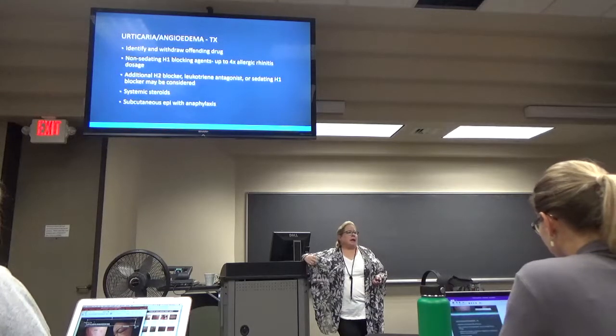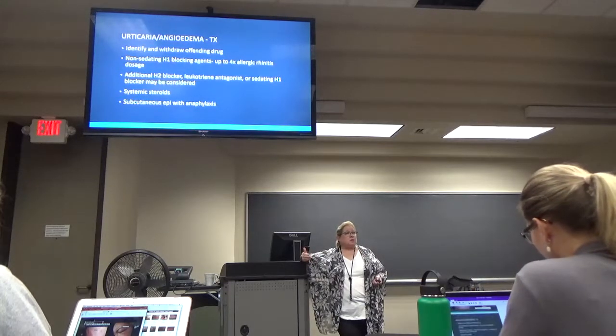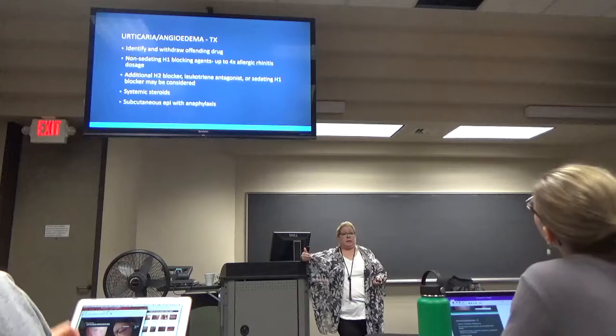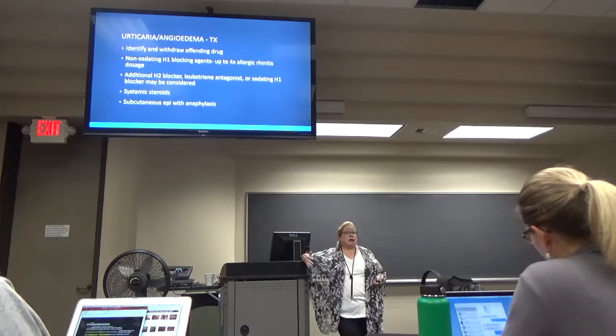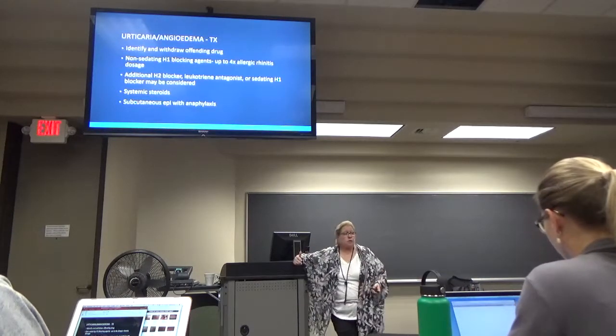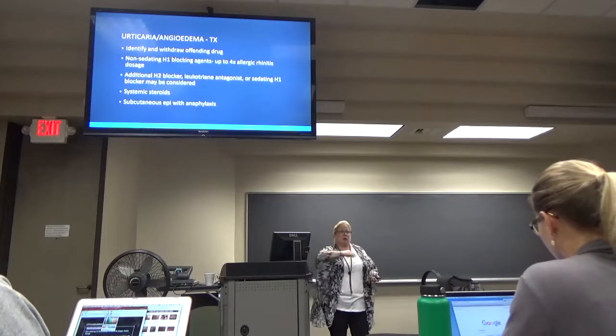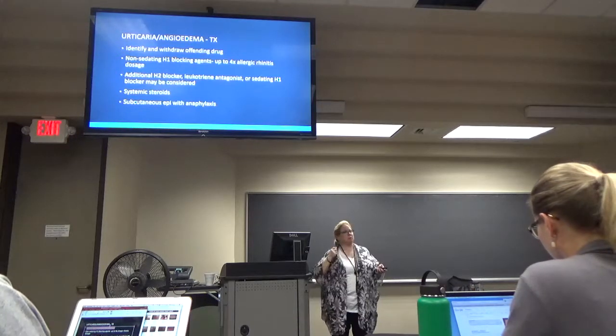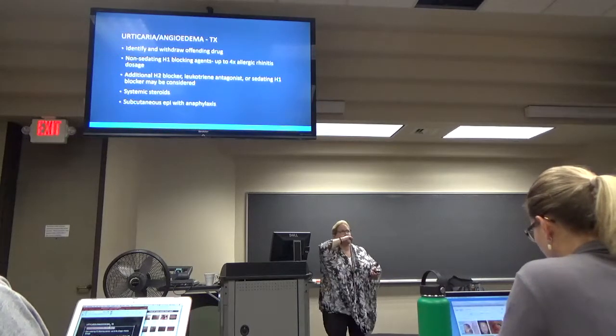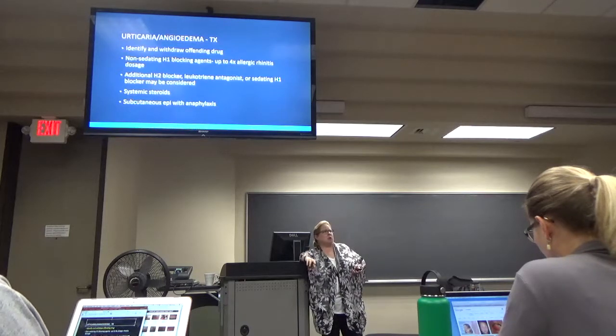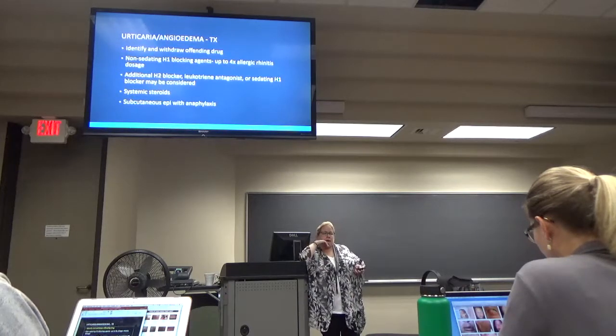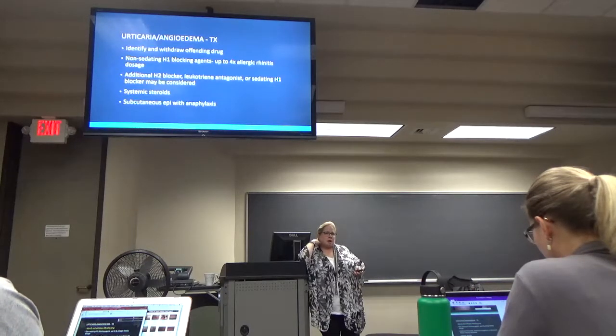All right, so again, figure out which medication this might be and get the patient off of it. Again, because this is histamine driven, the antihistamine is a must. It is a must. The H1 blocking, the non-sedatings, so that a person can function through the day. Sometimes it's not uncommon to require up to 4 times the normal amount of antihistamine.